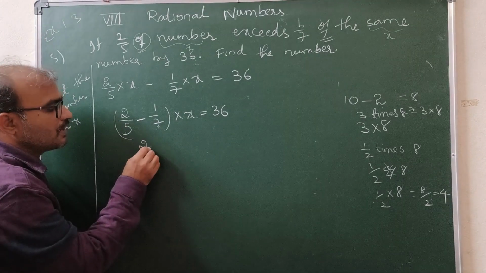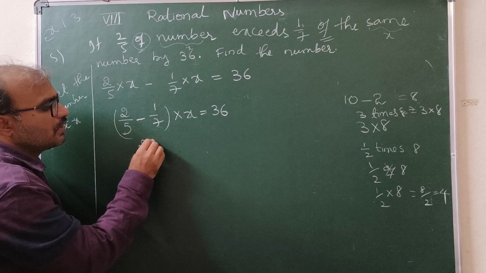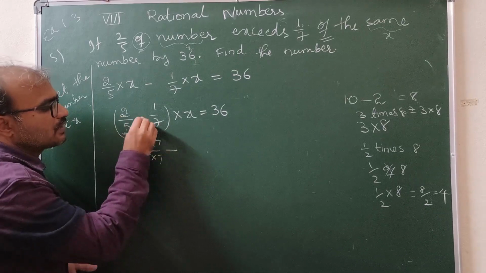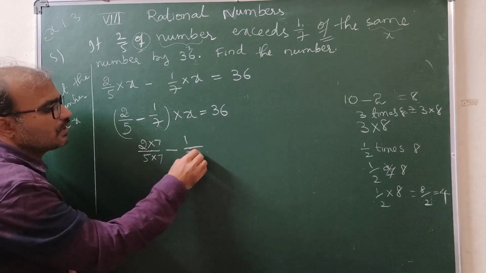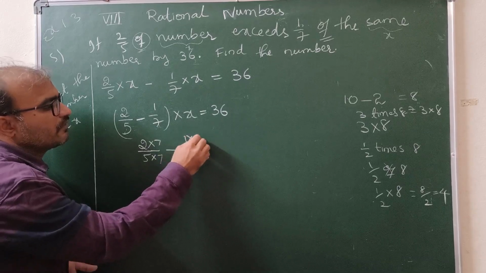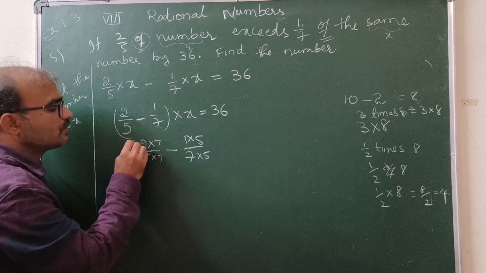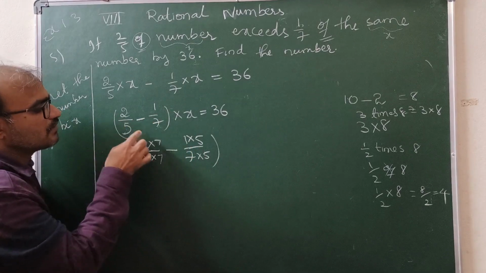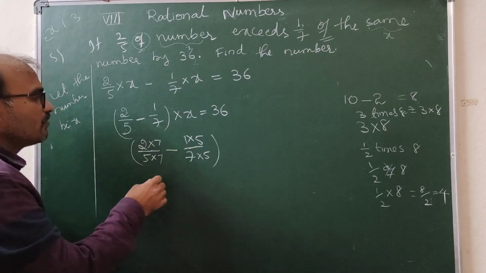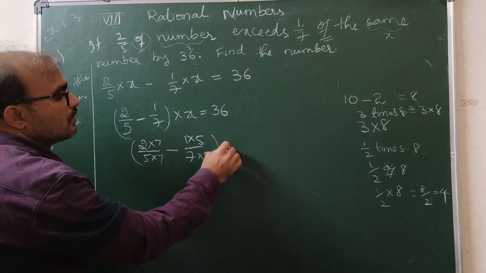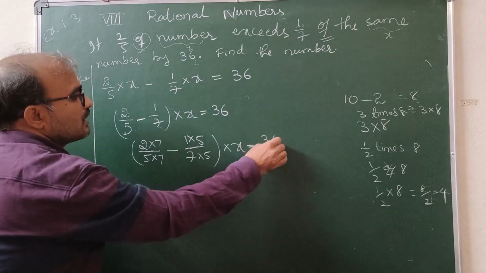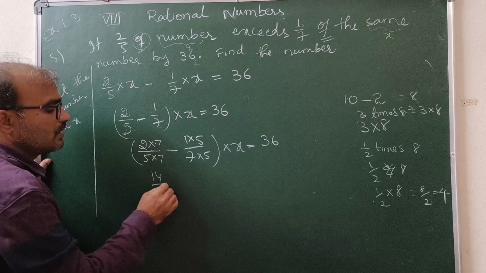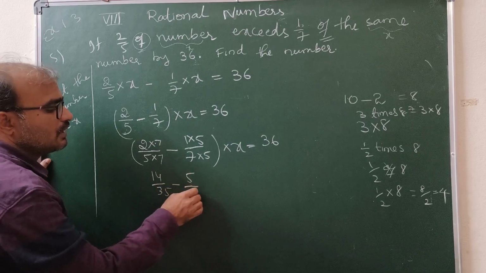For that, multiply the numerator and denominator of 2 by 5 by 7, and write minus as it is, then write 1 by 7 and multiply its numerator and denominator by 5, so that both denominators are the same and the value of the fractions won't change. This is equal to this, both are equivalent fractions. Into x is equal to 36. 2 sevens 14 by 35 minus 5 by 35.